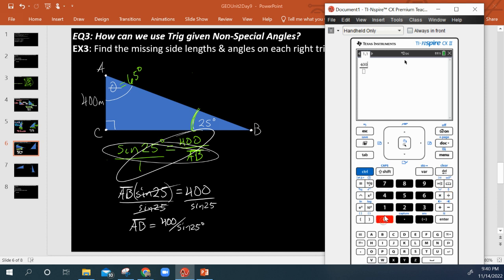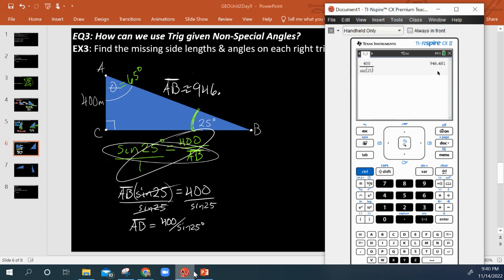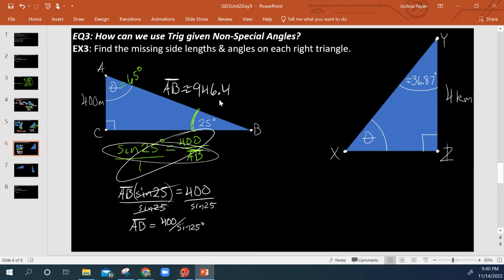And I'm going to say 400 over sine. So hit the trig button, hit sine, and then we're going to say 25 degrees. Okay, so that means we're about 946.48. So this missing hypotenuse here, AB, is about 946.48. And that would be the distance between those vertices A and B.